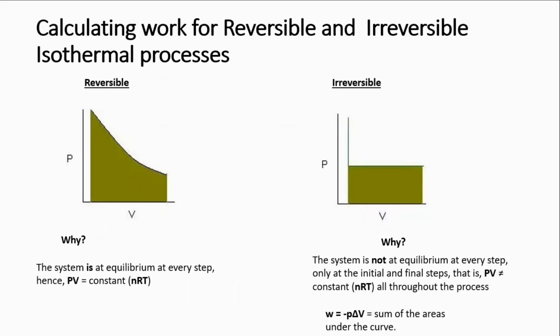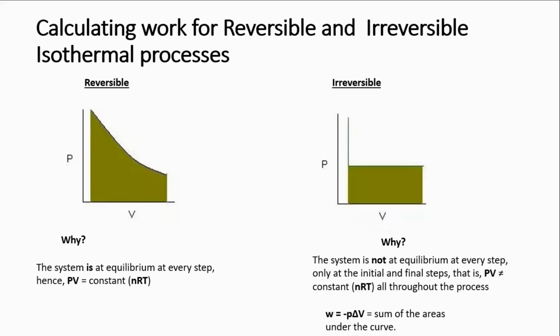Now let's look at a PV diagram, a pressure volume diagram for a reversible system versus an irreversible system. On our left, we have a pressure volume diagram for a reversible system. This system is at equilibrium at every step. Hence, PV, the product of pressure and volume, is equal to a constant. That constant is called nRT, number of moles times the universal gas constant times temperature.